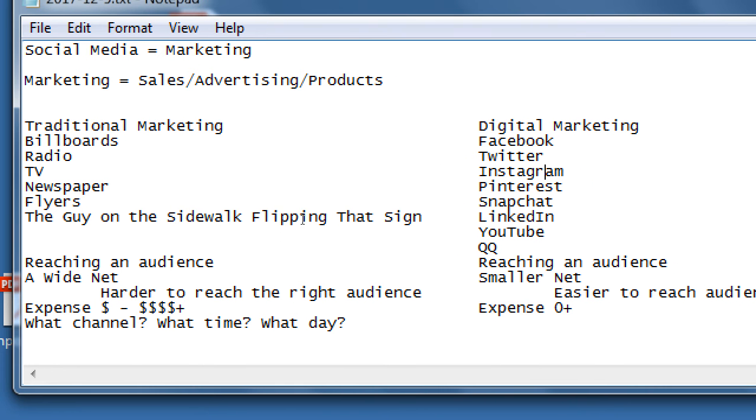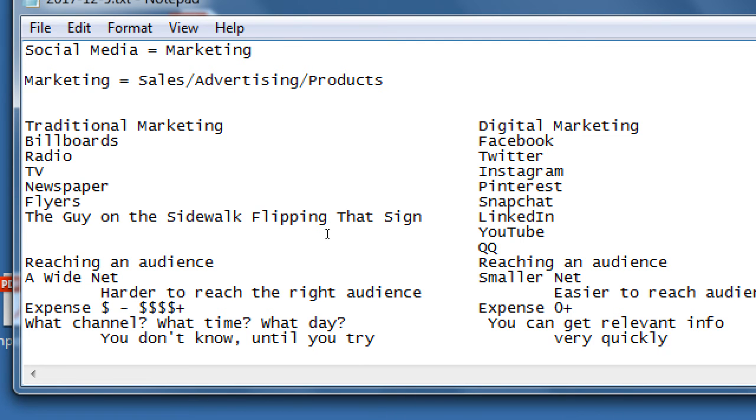I need to take this into account as well for both traditional and digital, but oftentimes in traditional, you don't know until you try. You don't know the right TV channel to put that ad. You don't know what street to put that ad. You don't know how to target yet, perhaps. In contrast with these social networks, you can get relevant info very quickly, meaning you can find out your audience a lot faster.